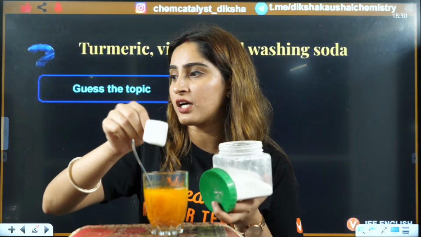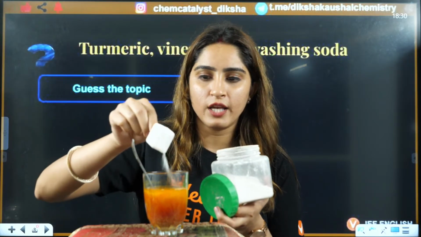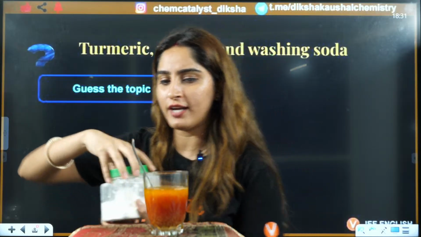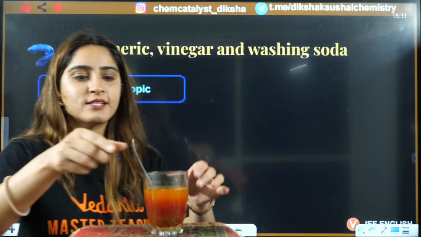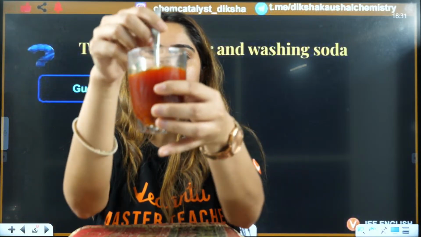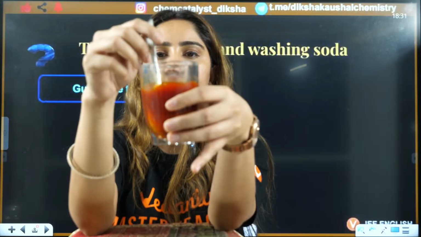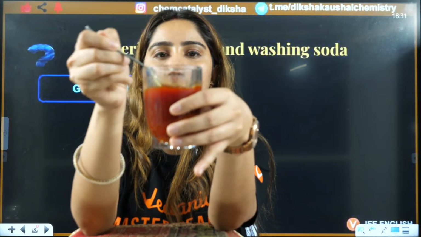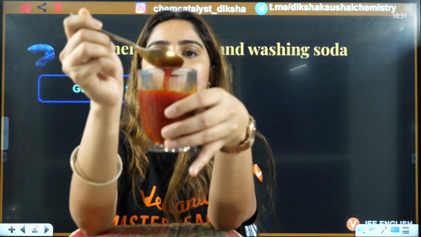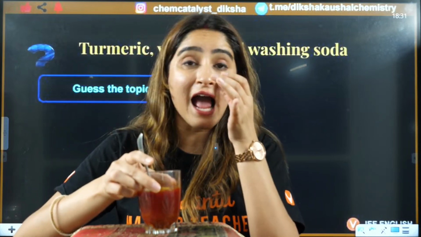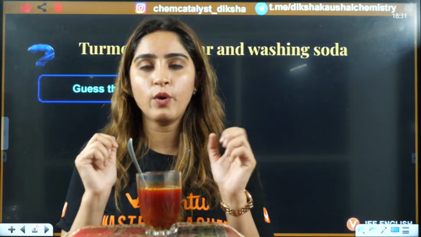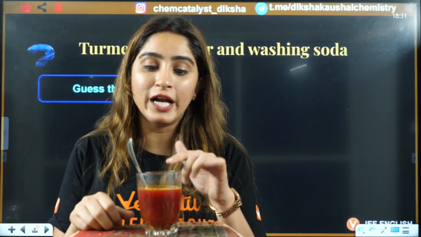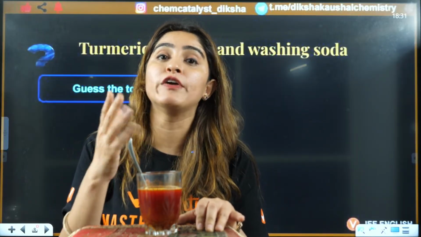Can you see the color, how it is changing? I don't even need to add more of it. It has already changed the color. It is like a blood red color, right? Because turmeric is a natural indicator. When it reacts with the washing soda, a base, it will turn itself into red color.